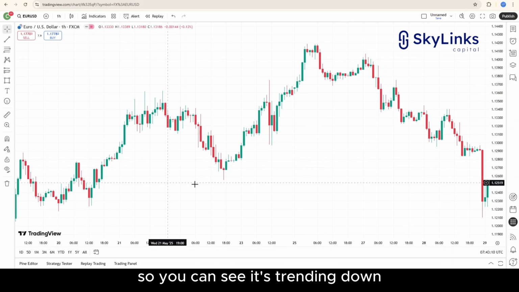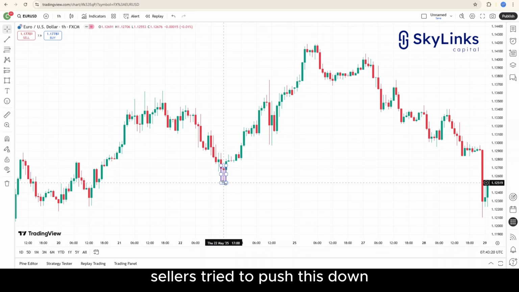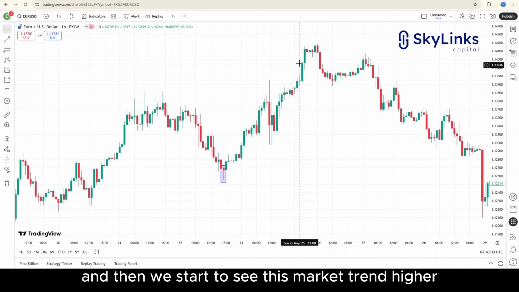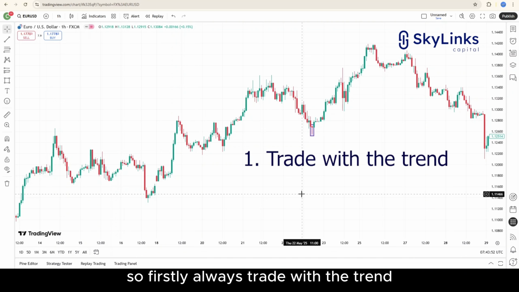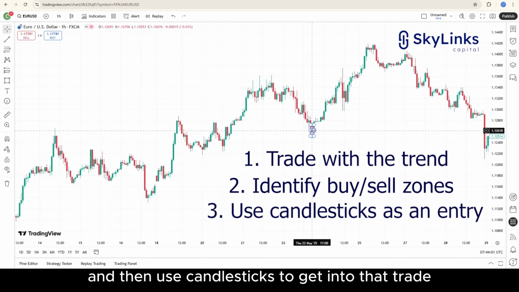Here's a great hammer, so you can see it's trending down. We then see this rejection, sellers tried to push this down, buyers come in, and then we start to see this market trend higher. As we previously mentioned, these are primary indicators, so you can use these on their own, but I would always look to use them in conjunction with multiple other indicators. So firstly, always trade with the trend, identify a buy zone, an area of support and resistance, and then use candlesticks to get into that trade.